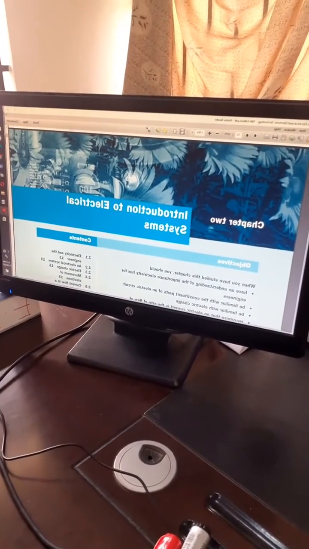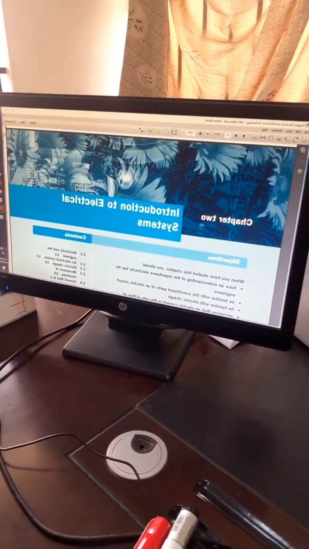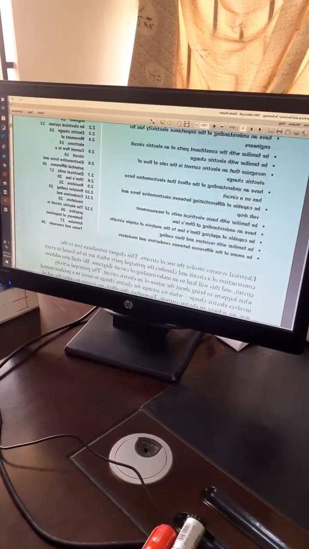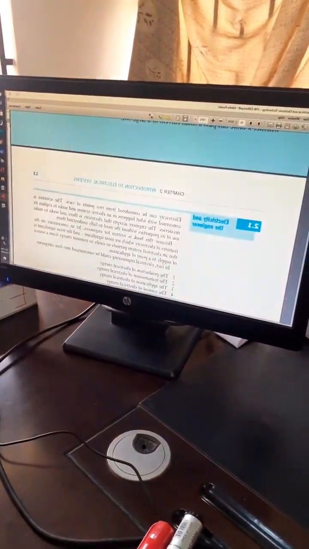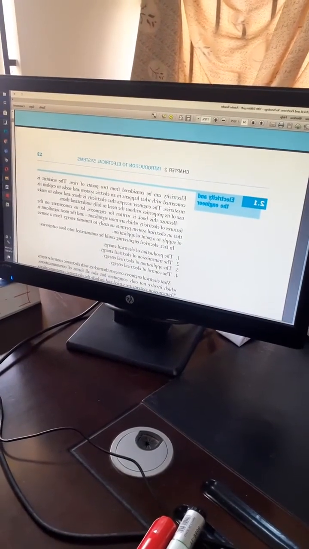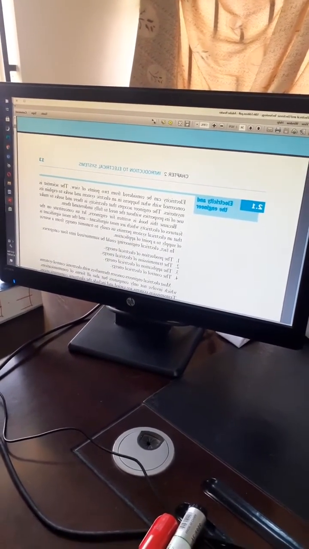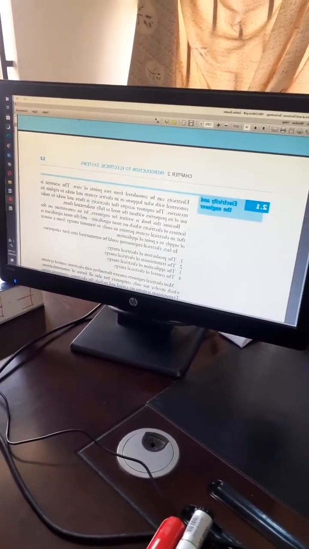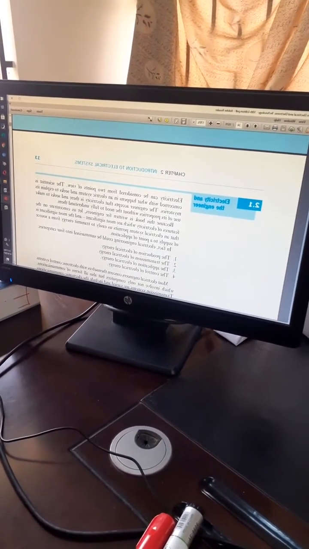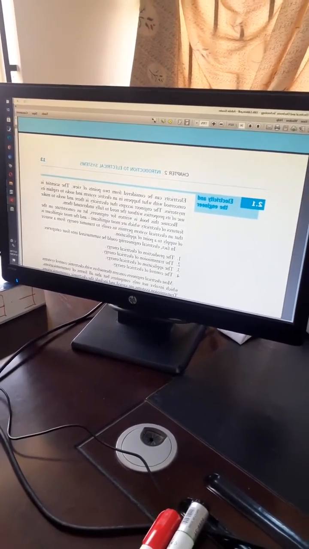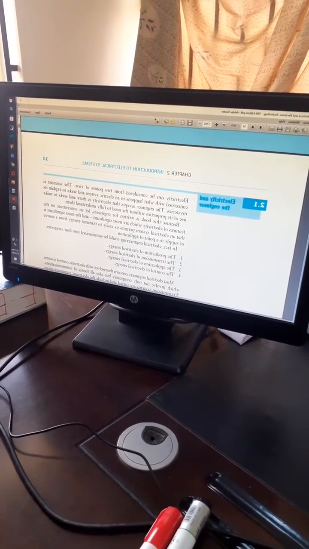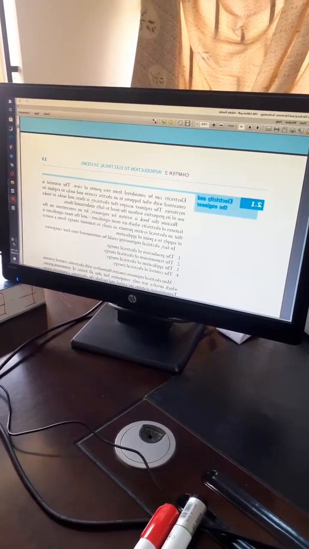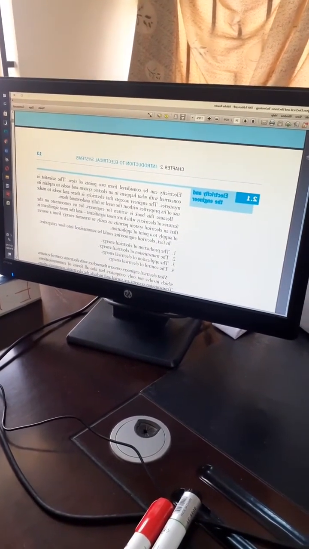Now, Introduction to Electrical Systems. Let me just go straight to it. Here, the chapter is distinguishing between the scientists and the engineers. The scientists will seek to explain the mysteries of electric systems, but the engineers will seek to make use of it. That's our own concern.